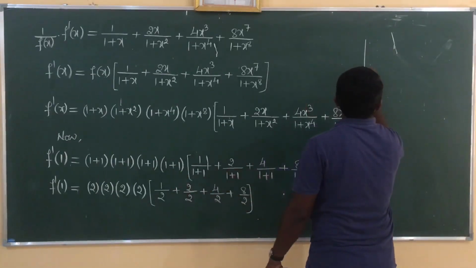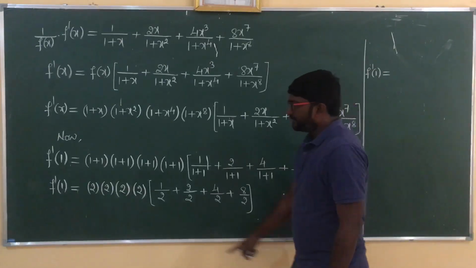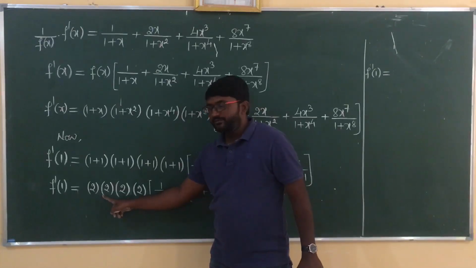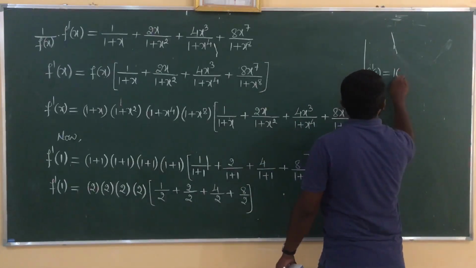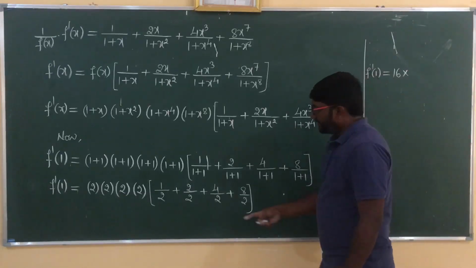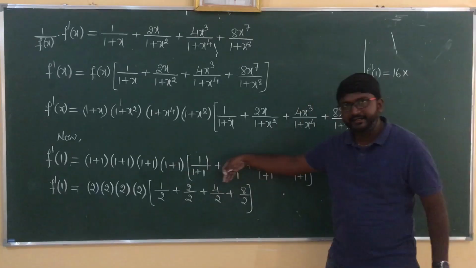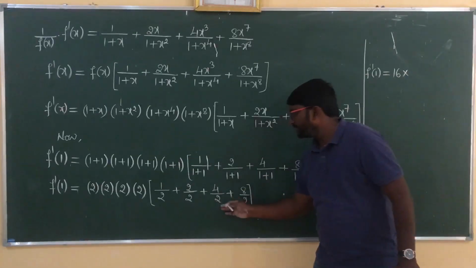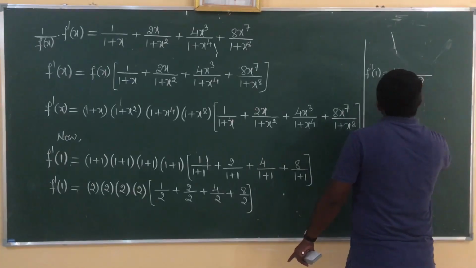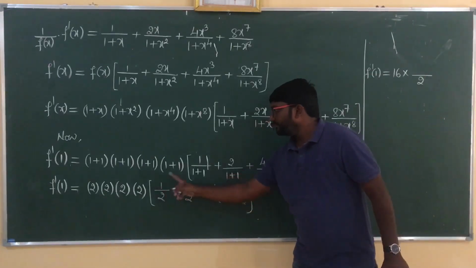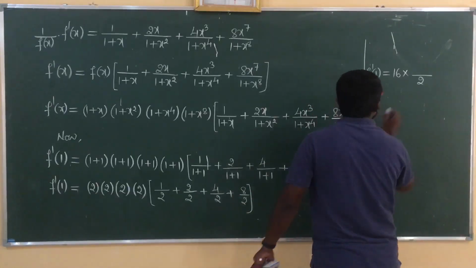f dash of 1 is equal to, so how much do we get now? 2 into 2 is 4, 4 into 2 is 8, 8 into 2 is 16. I write 16 here, then into. Now you have the same denominator, which means the numerators will be added up. The LCM of all these terms will be 2, so I write 2 in the denominator. Now add all the numerators: 1 plus 2 is 3, plus 4 is 7, plus 8 is 15.